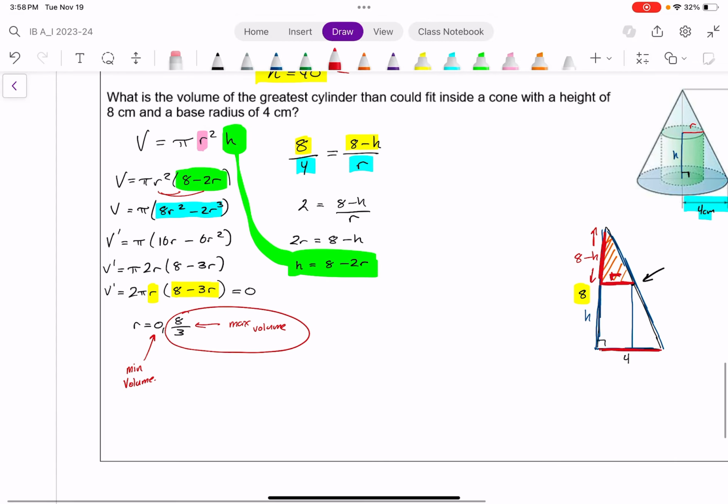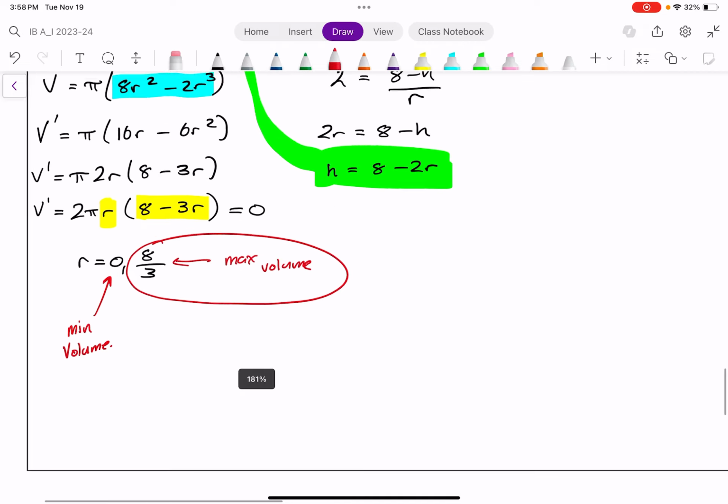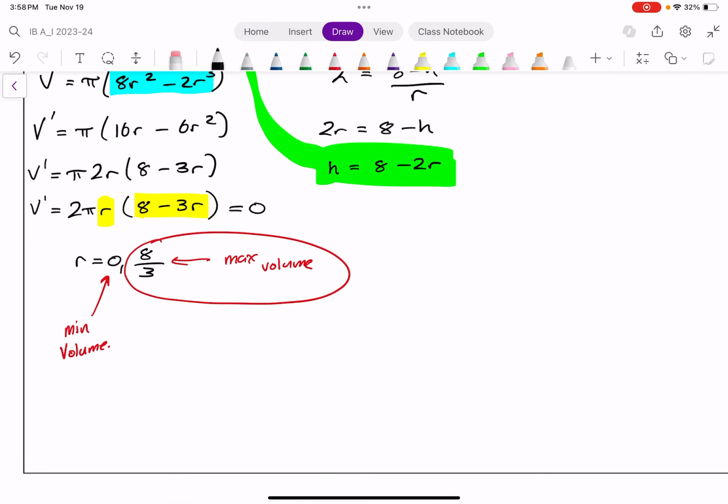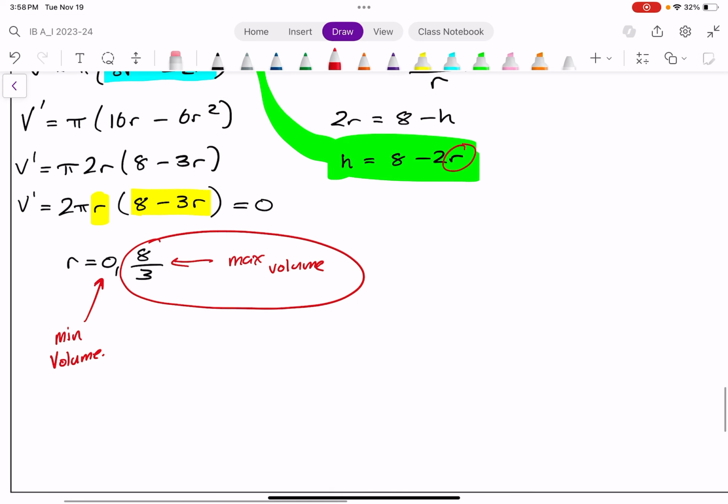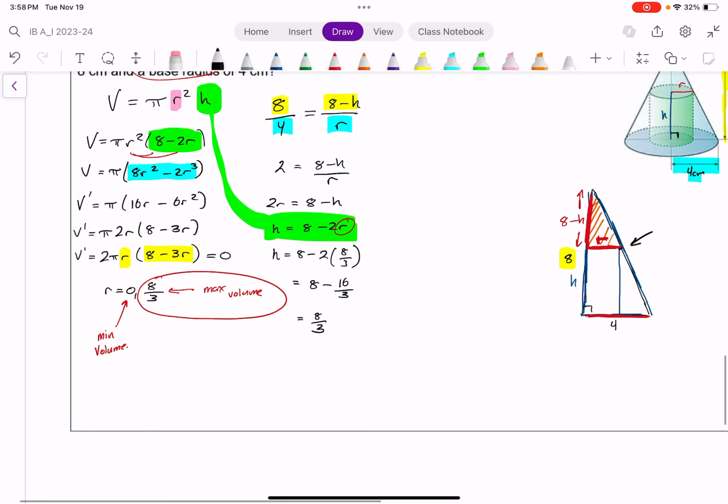And so now the question does ask for what's the actual volume. So I got my radius, let's find my height. And we can see right here, height is 8 minus 2r. We now know what r is. So height equals 8 minus 2 times 8/3. 8 minus 2 times 8/3 is 8 minus 16/3. Find a common denominator and you get, what do you know, another 8/3. And so when our radius and our height are the same is when we have the maximum volume.